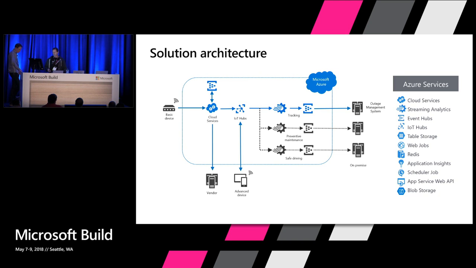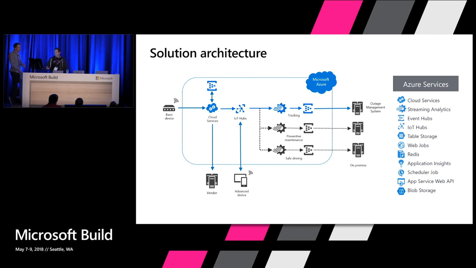So advanced devices are actually iPhones or rugged laptops that sit in the truck. They can communicate directly to the IoT hub. All of this data from both basic and advanced devices flows in. The cloud services that parse the basic devices canonicalize the message and drop it into the IoT hub. Advanced devices publish directly authenticated messages to the IoT hub, and then begins our Azure streaming analytics.